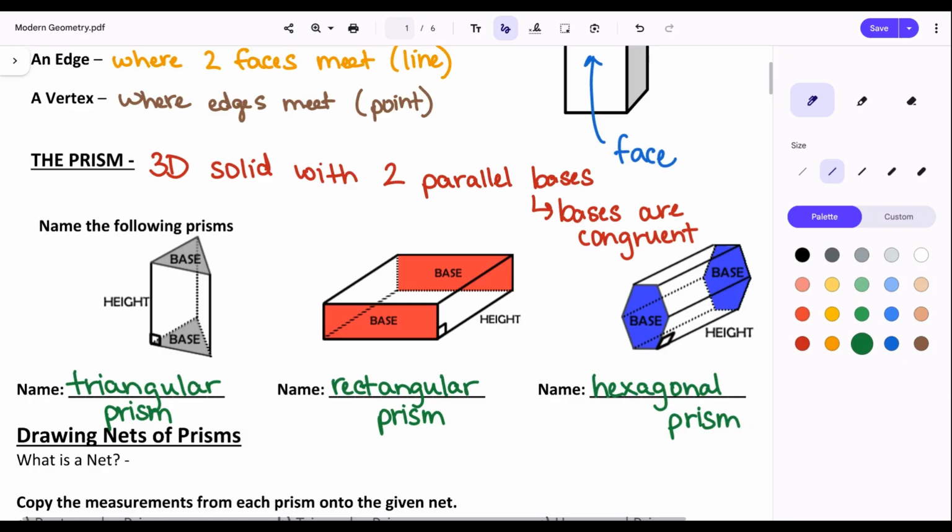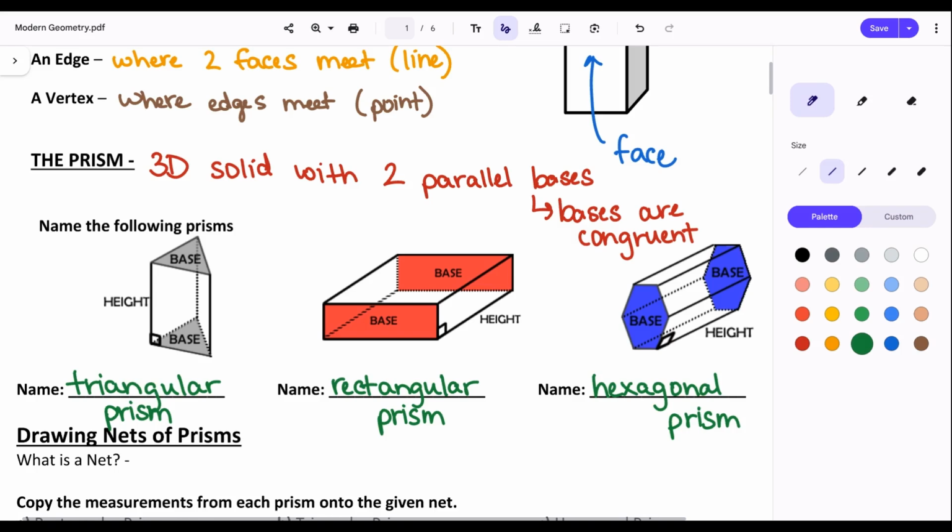Now, I just want to quickly talk about these here. We highlighted the bases, but the other sides that aren't highlighted, that connect those bases, would all be the faces of your shape. How many sides does the base shape have on this first one? Like how many sides does a triangle have? Three, okay. How many sides does a rectangle have? 4. And how many sides does a hexagon have? 6.